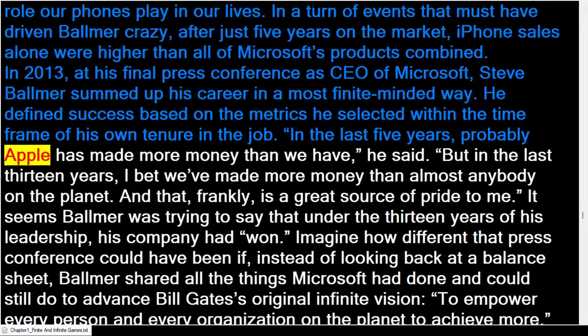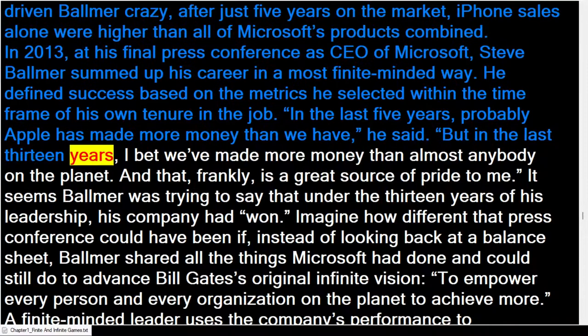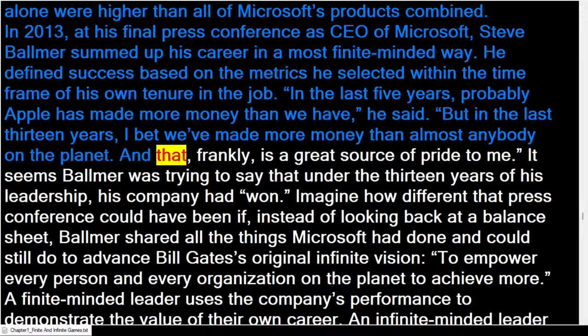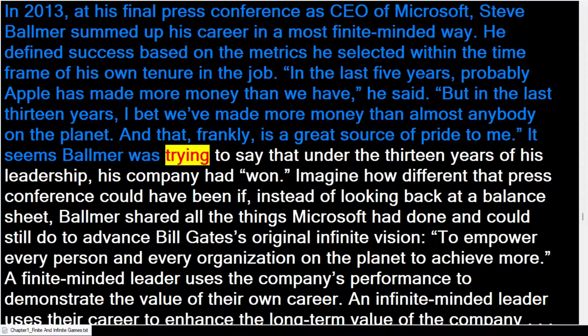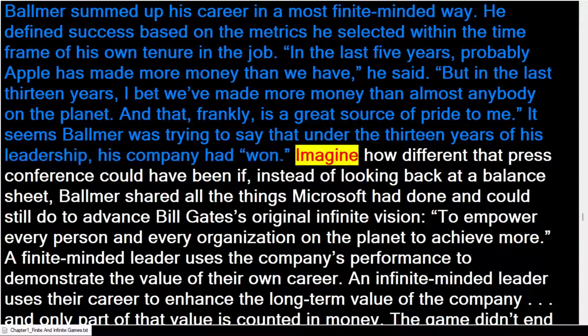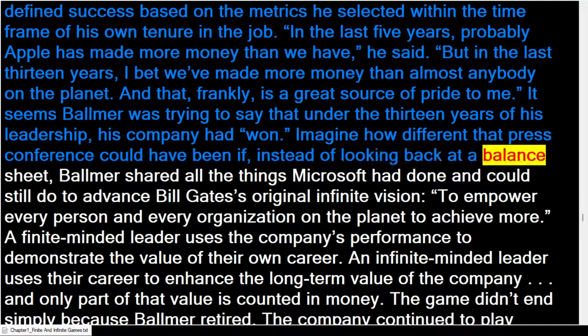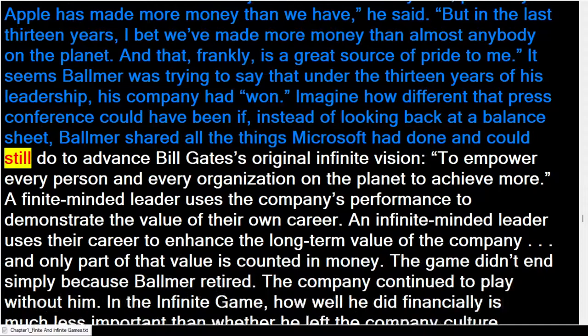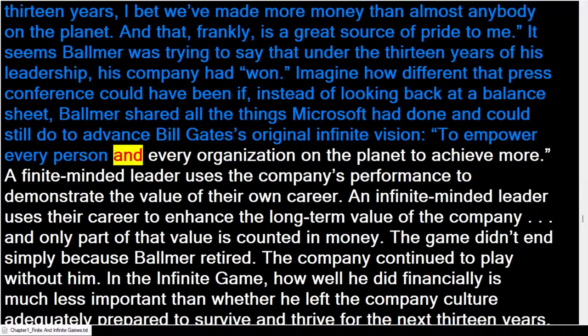"But in the last 13 years, I bet we've made more money than almost anybody on the planet. And that, frankly, is a great source of pride to me." It seems Ballmer was trying to say that under the 13 years of his leadership, his company had won. Imagine how different that press conference could have been if, instead of looking back at a balance sheet, Ballmer shared all the things Microsoft had done and could still do to advance Bill Gates's original infinite vision, to empower every person and every organization on the planet to achieve more.